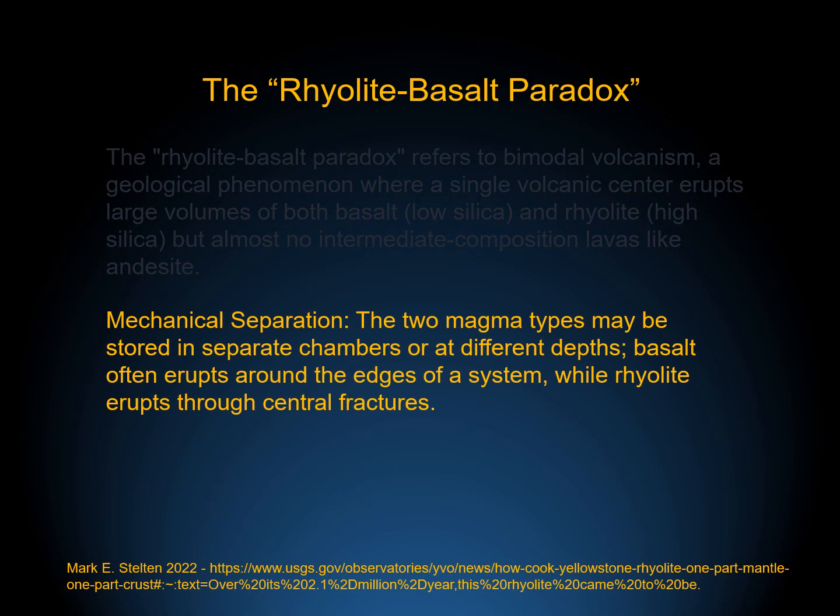Stilton 2022 suggests that there is a mechanical separation in the two magma types, where the two magma types may be stored in separate chambers or at different depths. Basalt often erupts around the edges of a system, while rhyolite erupts through the central fractures. The model we present here shows that not only do the two different rock types come from different chambers, they come from totally different locations.